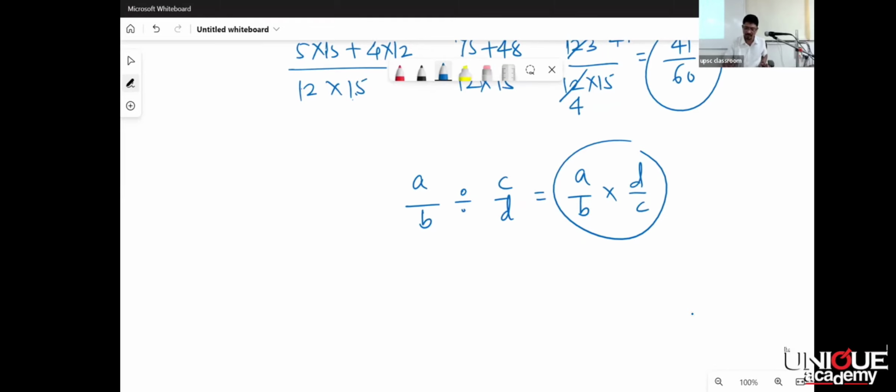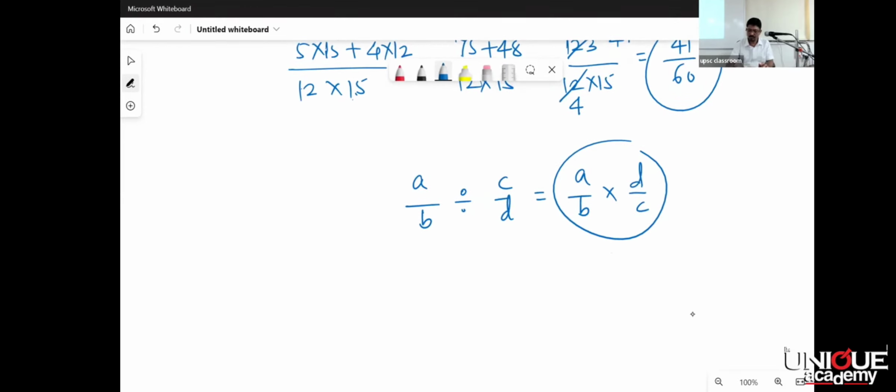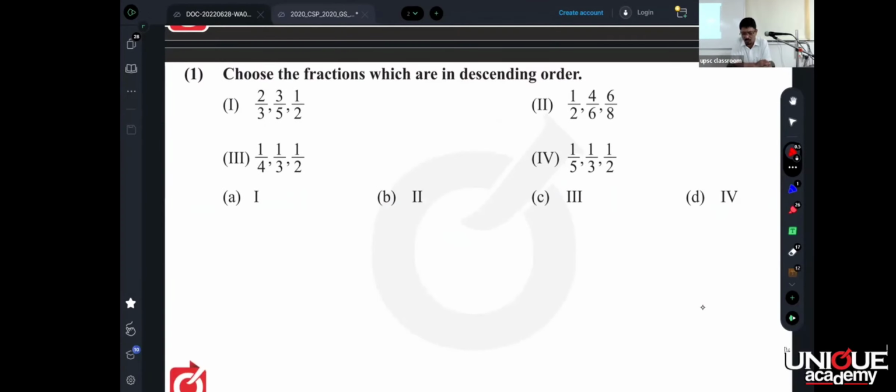Now, in your question bank, we can start with the first question, but the total questions given are 25. Out of those, a few questions we will solve here in our classroom, because the rest of the questions I know that you can do better, meaning you can solve those. Okay. So here, fractions. First question: choose the fractions which are in descending order.